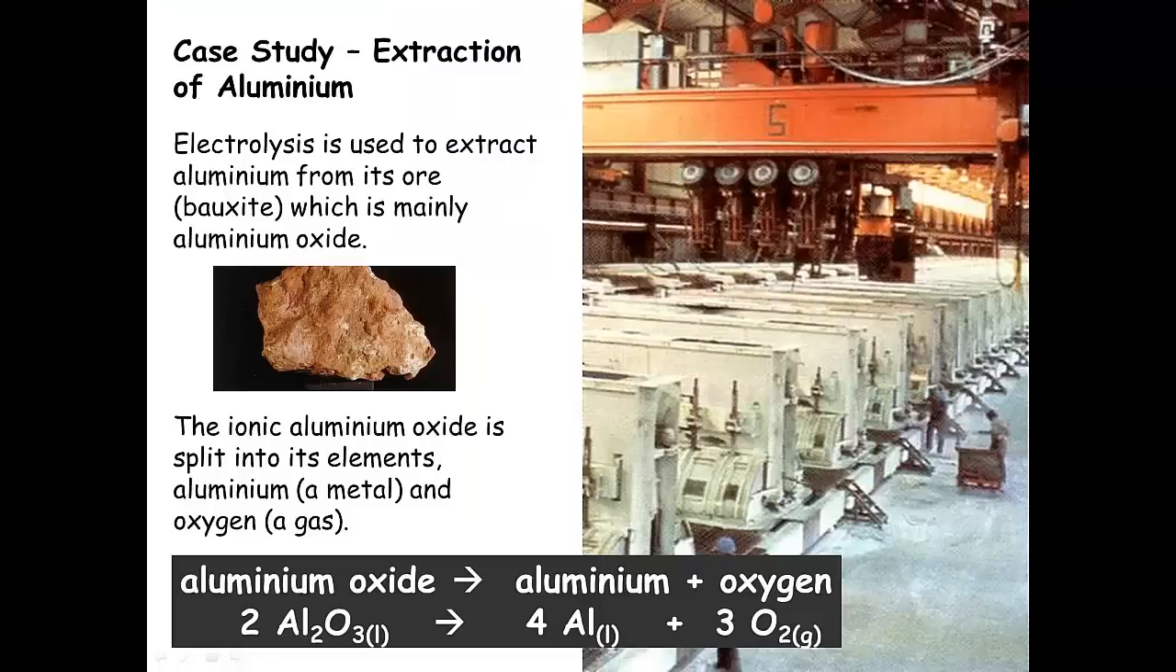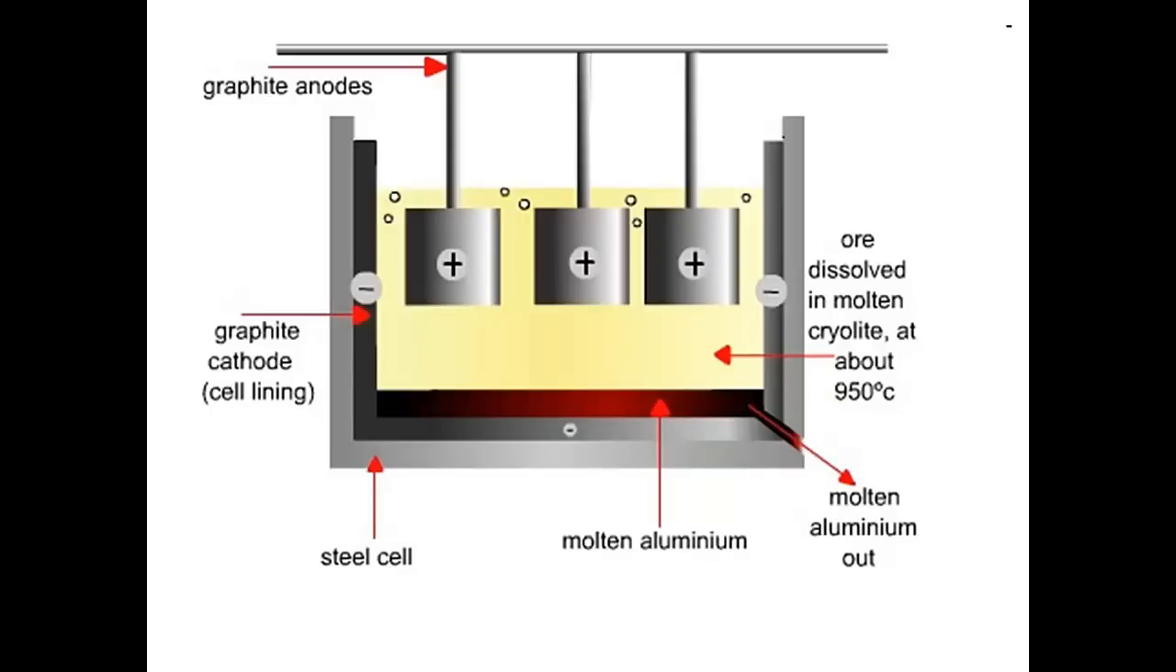The extraction of aluminium. Aluminium is extracted from its ore, bauxite, by the process of electrolysis. Bauxite is mainly aluminium oxide. However, the ore itself must be purified to produce a high concentration of aluminium oxide, which can then undergo electrolysis.